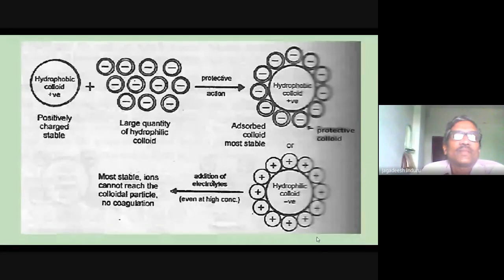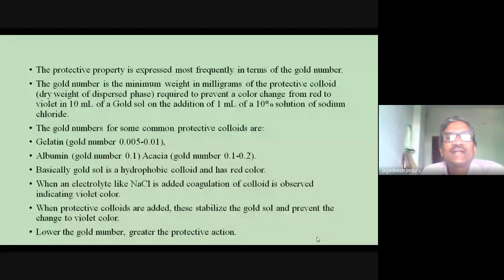So the protective property is expressed most frequently in terms of the gold number. So what is this gold number and how is it going to help us? The definition of the gold number: it is the minimum weight in mg, that is milligrams, of the protective colloid. Generally the protective colloid is hydrophilic only. That is the dry weight of your dispersed phase.